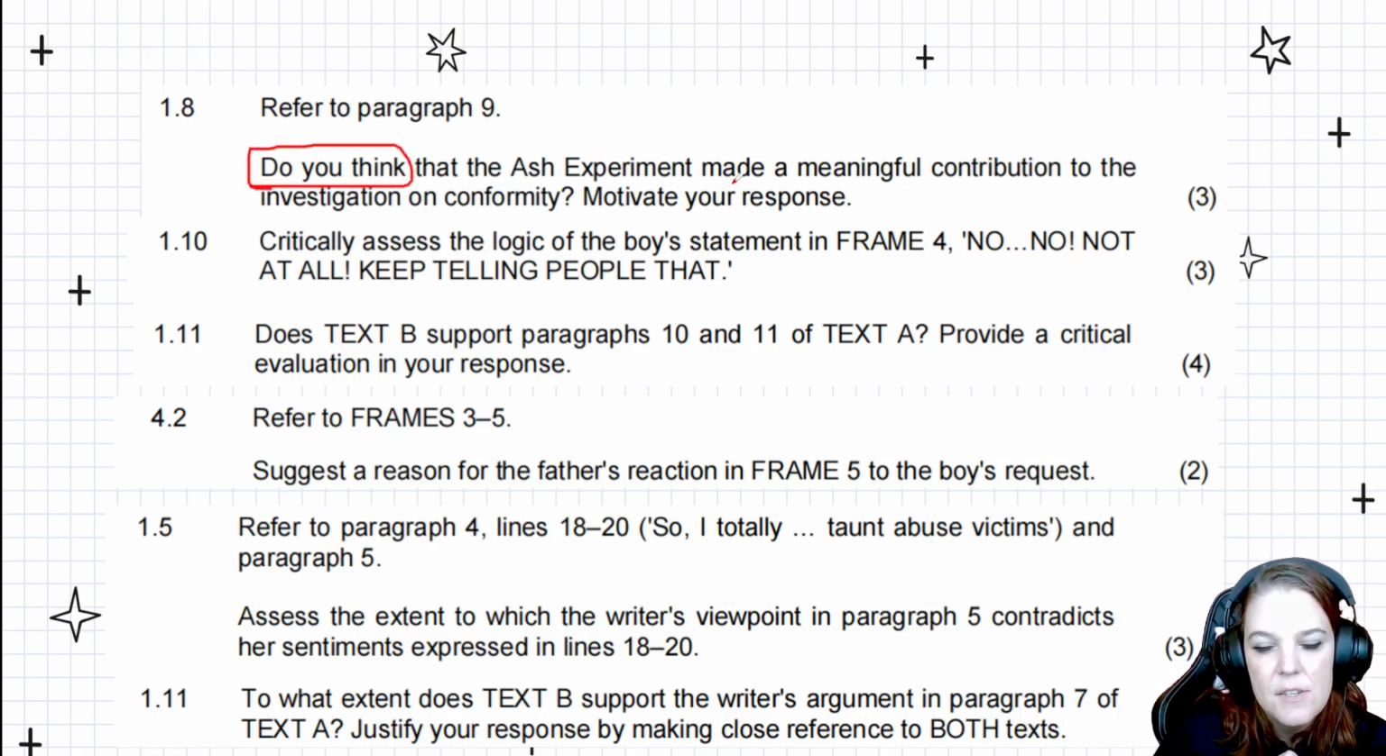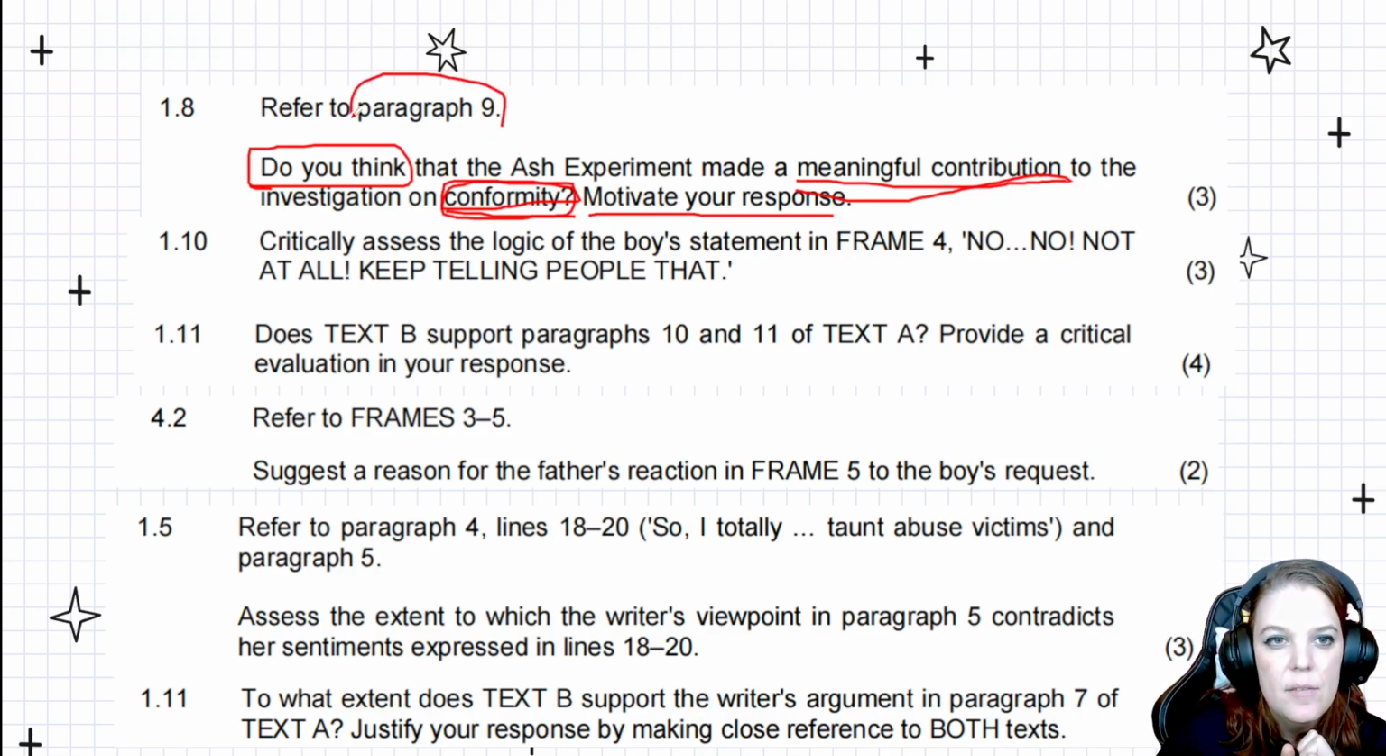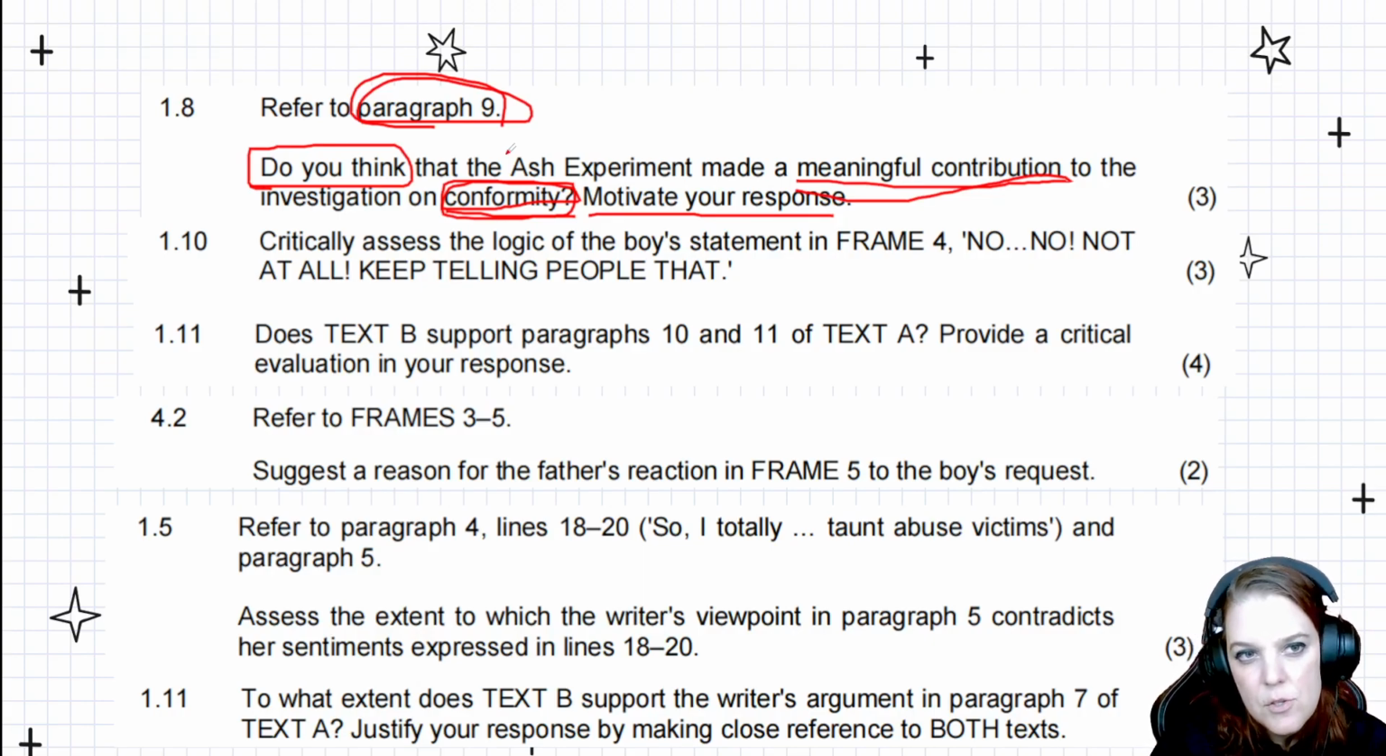So did it make a meaningful contribution? What was the contribution to the investigation on conformity? Here's that word conform again in another way. What does it mean to conform? Motivate your response. So they want us to again focus on paragraph 9. Don't bring paragraph 7 or 4 or 3 into your answer. When you're motivating your response, you need to find information that comes from paragraph 9.